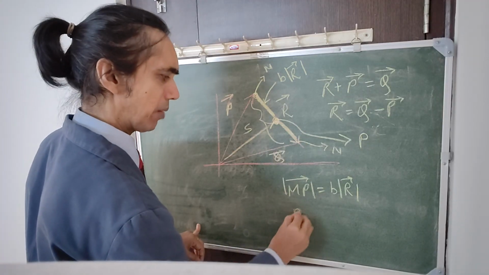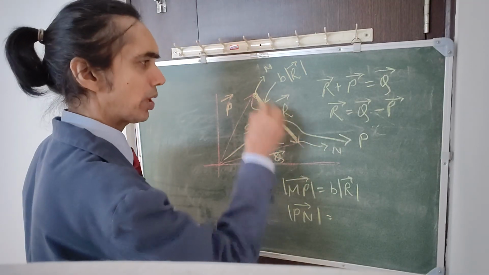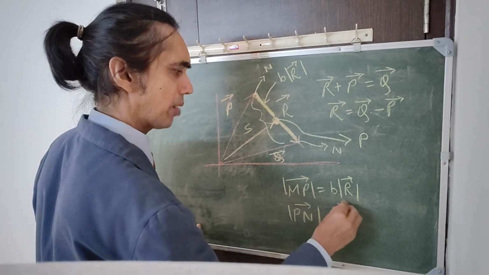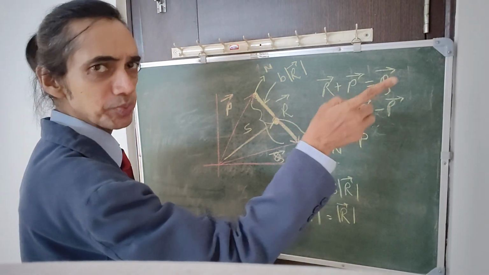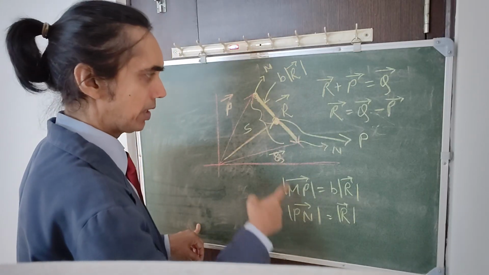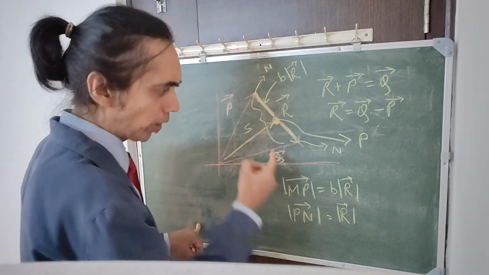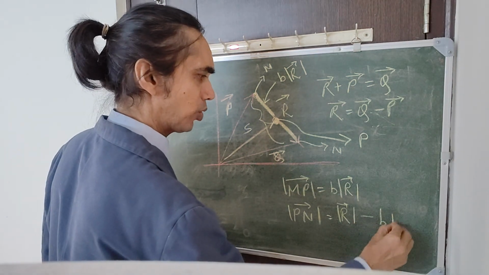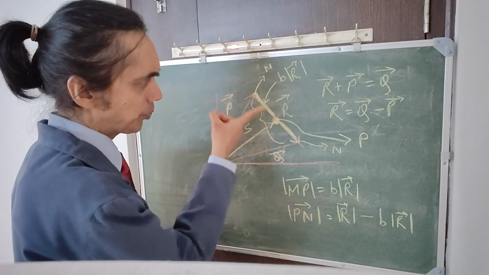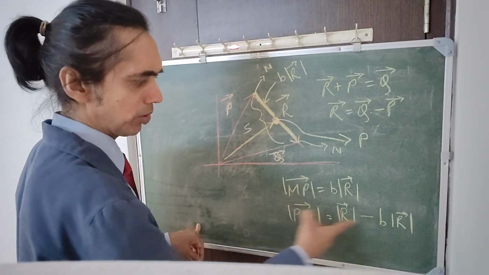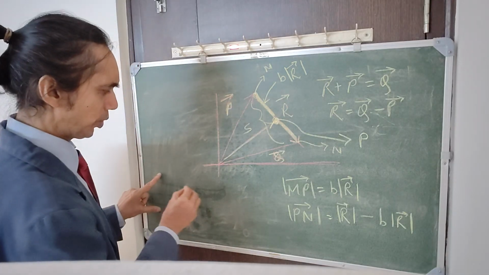And what is PN magnitude? PN magnitude will be total, which is the R vector magnitude. As you can see, R will be the entire segment because R is Q minus P. So the segment we are marking PN will be total minus B into R. Total is R, and from there we subtract the MP part, which is nothing but B into R. Therefore PN is this part. Now what we have to do is use the section formula.